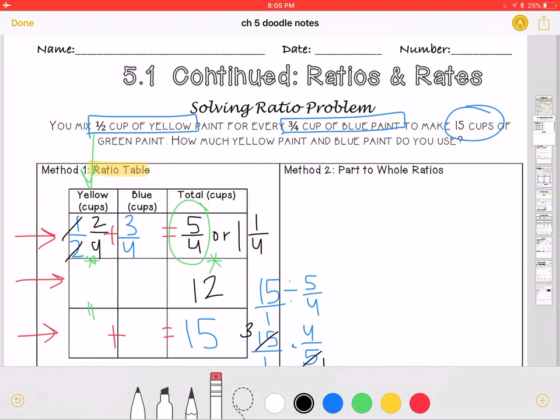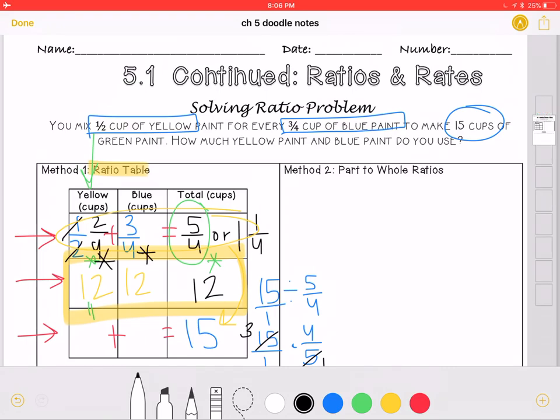Now, something that I didn't really highlight, this row is going to be the same. So if this is 12, this should be 12, and this will be 12. Whatever I multiply this top row by to get the bottom is going to be the same for all of these. So now in order to figure out how much yellow and blue, I'm going to multiply each of these by 12. So I have to do 1/2 times 12. What's half of 12? 6. And then what's 3/4 times 12? If you need to, go to the side, write 3/4 times 12.